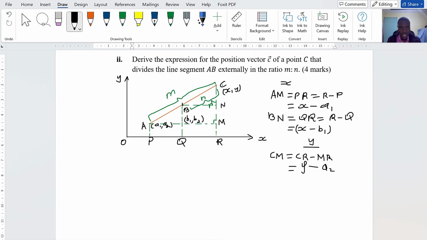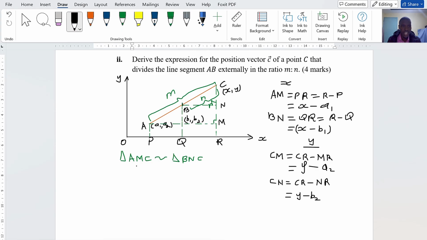Now we have the small distance CN for the vertical again. CN is C to R minus NR. Now C to R is still Y, while NR is the same as BQ, which is B2. We are now talking about vertical positions. Now, we have similar triangles. So which triangles are similar? Triangle AMC is similar to the small triangle, BNC.